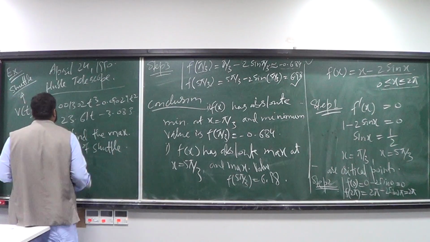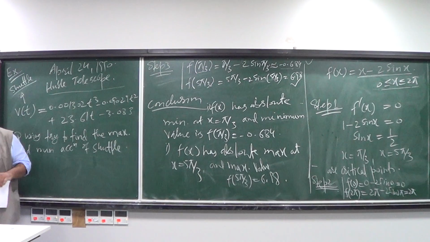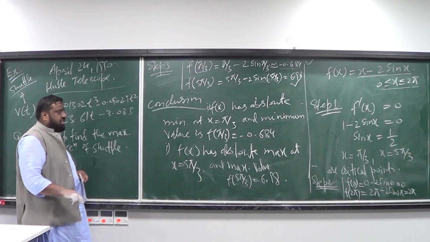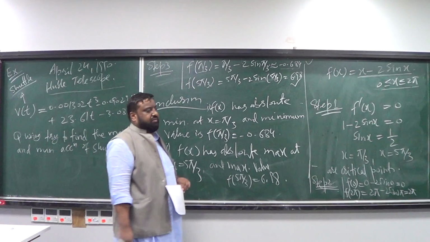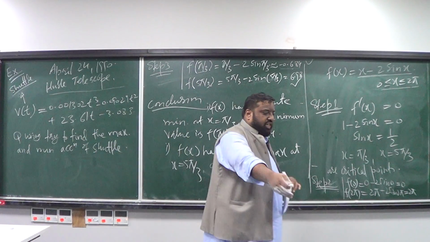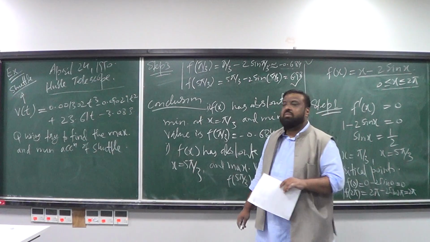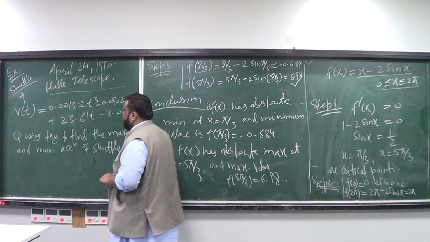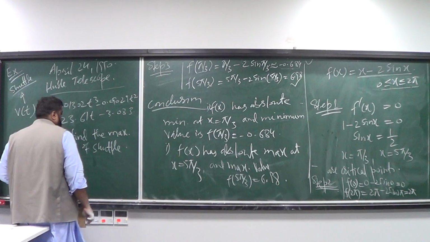Okay? So I have a model for the velocity, the way the velocity is changing for the shuttle, and our task is to find, during this journey, what was the maximum acceleration that was achieved by the shuttle, and what was the minimum acceleration that was achieved by the shuttle.